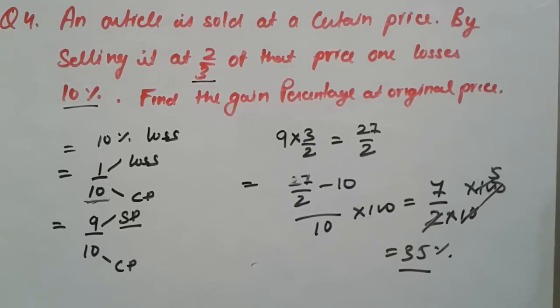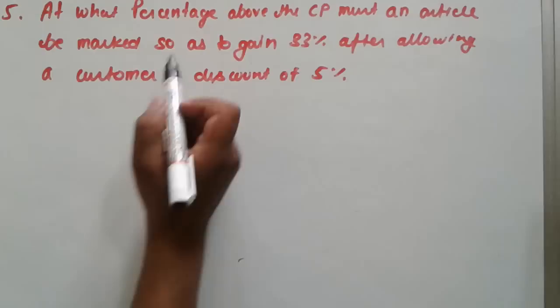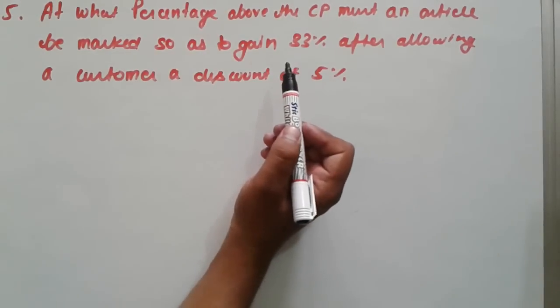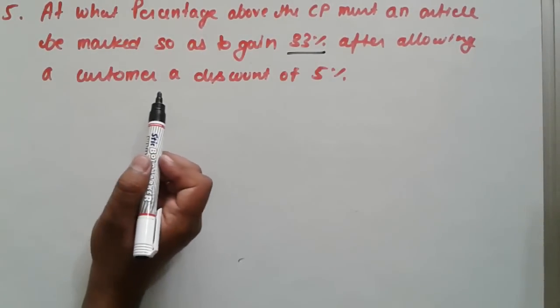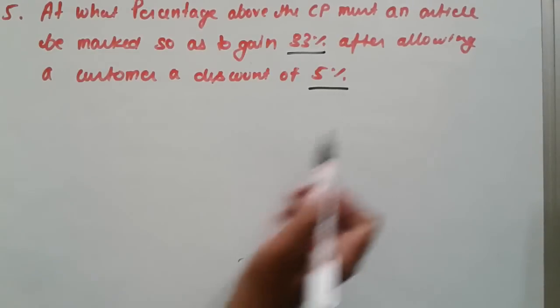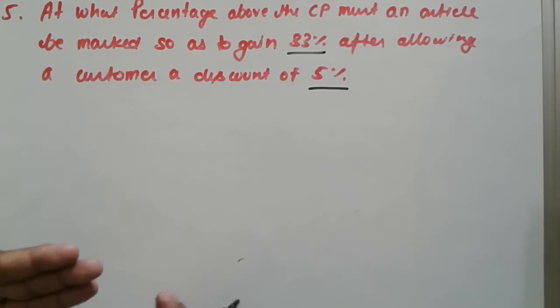Let's move to the fifth question. So friends, here is the fifth question. At what percentage of the cost price must an article be marked so as to gain 33% after allowing a customer discount of 5%? So in simple terms, we have to calculate by how much percentage our marked price is more than cost price when there is a gain of 33% after allowing a discount of 5%.